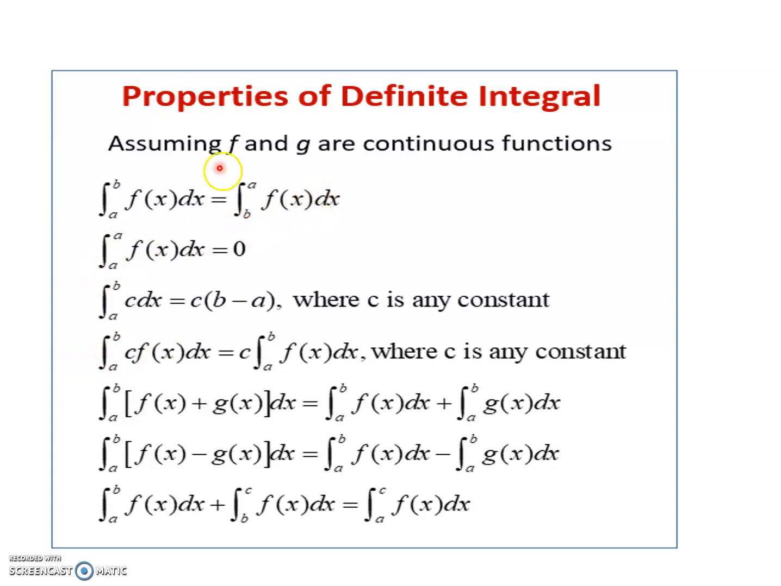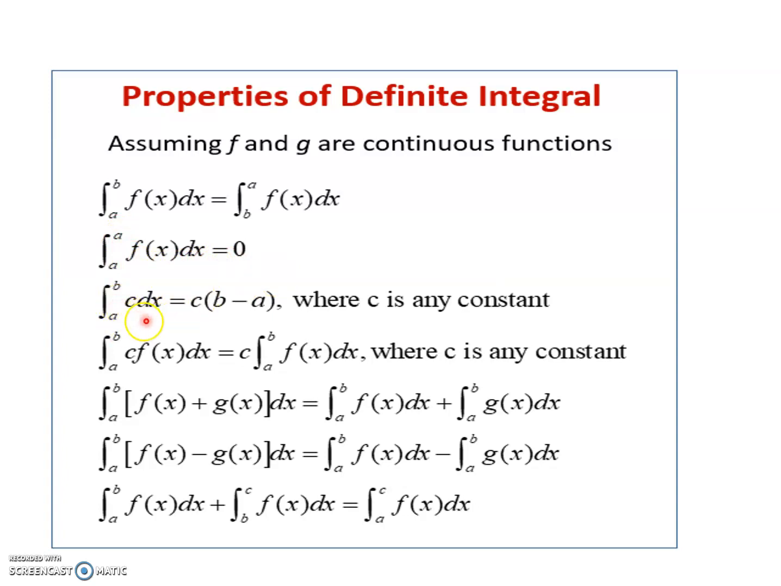Now, obviously there is an algebra of the definite integral, which is denoted as the properties of definite integral. Assuming f and g are continuous functions, integral with lower limit a, upper limit b, f of x dx is equal to minus integration b to a f of x dx. Now, if the lower and upper limits are equal, we have to substitute the values of a and b. Lower limit a, upper limit a, f of x dx is equal to 0.